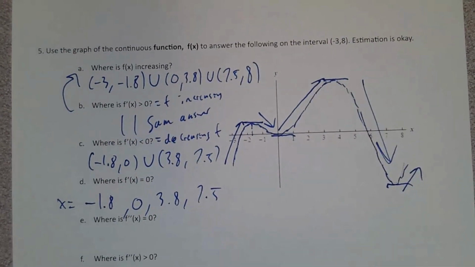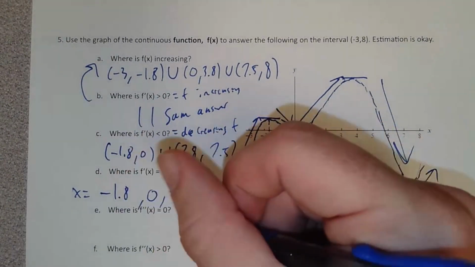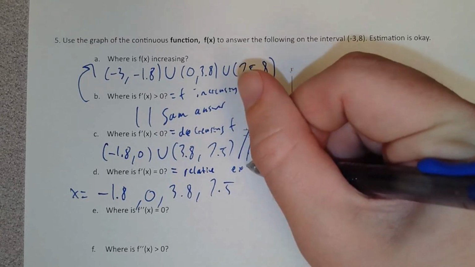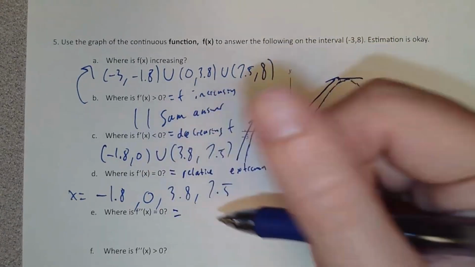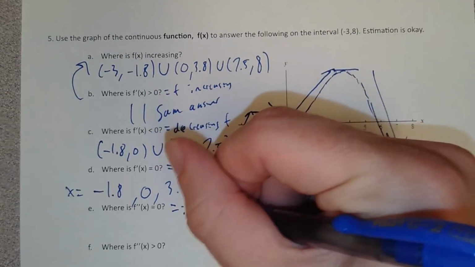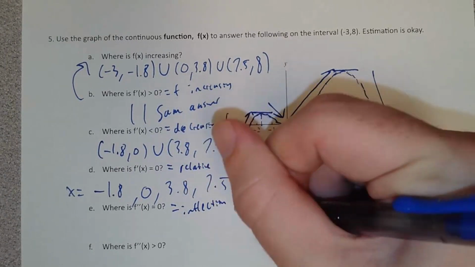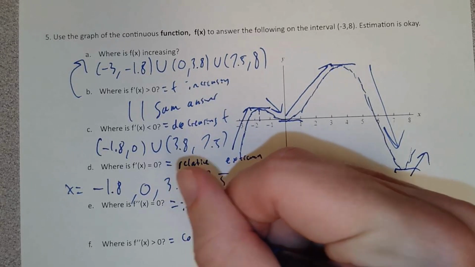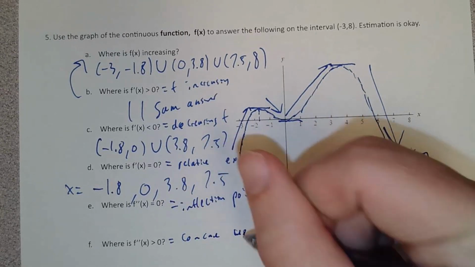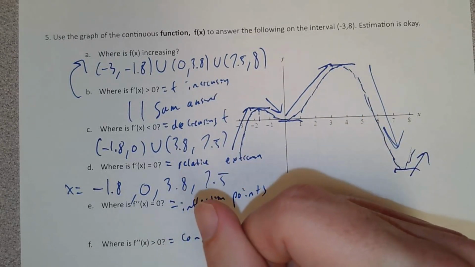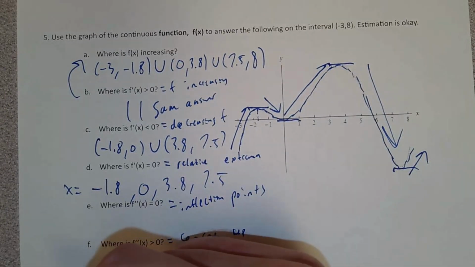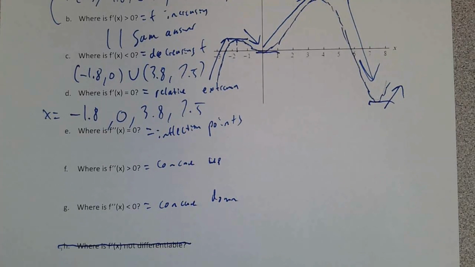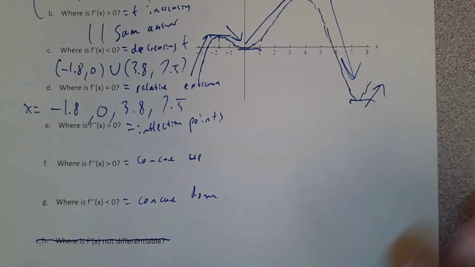Where is the second derivative 0? So these are inflection points. Okay, yeah, these are relative extrema. These are inflection points. So, let's keep going. This is concave up. This is concave down. And we're not going to answer H. I'm going to make sure that's gone for the practice test I give you. So, inflection points, concave up, concave down.